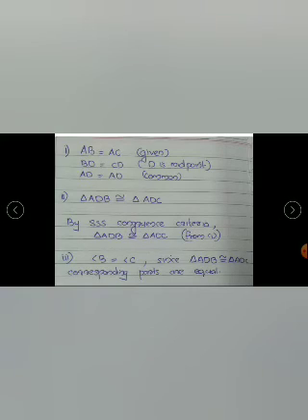Which are they? AB equal to AC. It is given in the question. BD equal to CD. That is also given in the question. Then AD equal to AD means the common side in both the triangles. Now what is the second question? Is triangle ADB congruent to triangle ADC? Which are the triangles? ADB and ADC.